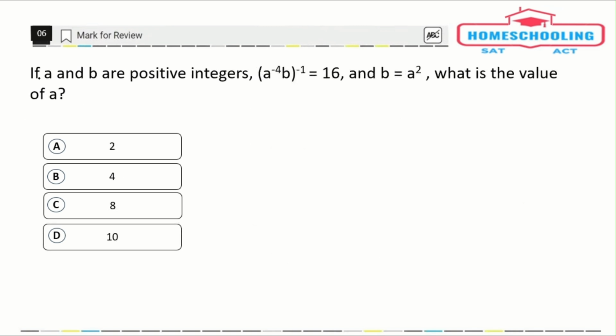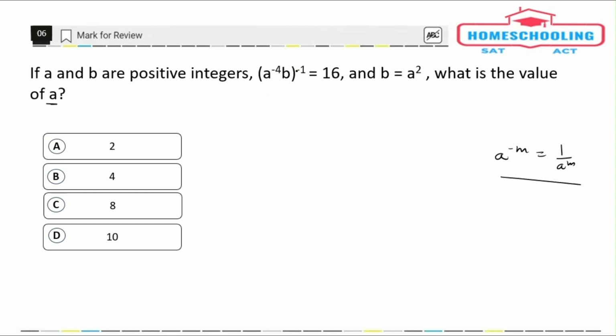In question number 6, it says that if a and b are positive integers, and the equation that is given here is a to the power minus 4 into b, the whole to the power minus 1, is equal to 16, and b is equal to a square, we have to find the value of a. As we know, a to the power minus m can be written as 1 by a to the power m. We have just read this law, which is called the negative exponent rule.